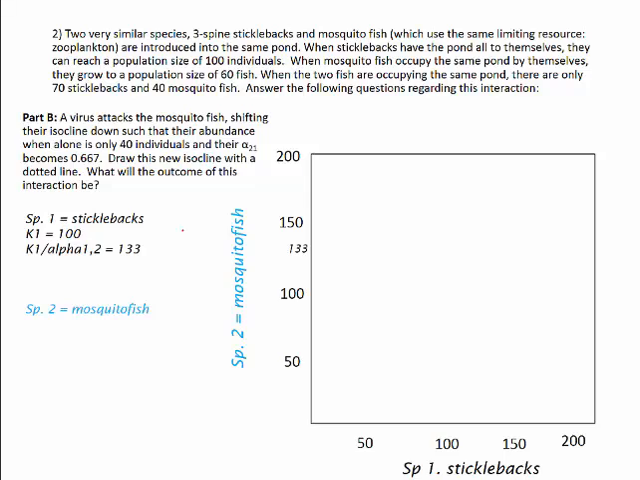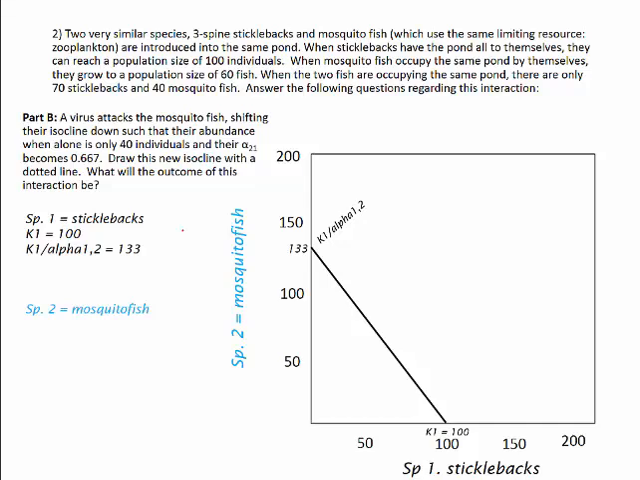so that its abundance when alone is 40 individuals, and alpha 2,1 becomes 0.667. So this is nice because they tell us both what the carrying capacity is and also what the alpha 2,1 is. So that makes our job a little bit easier for this next problem. So our first step, of course, is to just carry over the information from before that isn't changed.